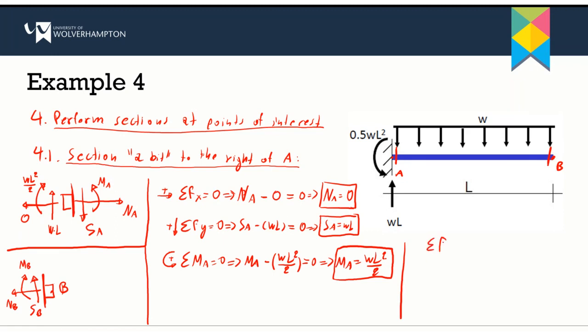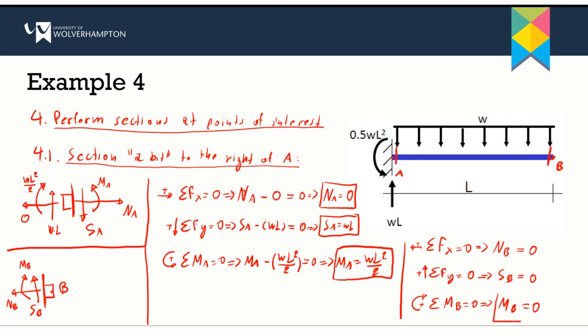So if I apply the equations of equilibrium, the sum of forces in x direction has to be equal to zero. So NB equals zero. The sum of forces in y direction has to be equal to zero. So SB, let me draw it like that, equals zero. And the sum of moments about point B has to be equal to zero. So MB is also zero. So with this brief working, I have actually calculated the internal forces at the points of interest. Of course, I don't have any values, but it's still fine because it is what the problem gives me.